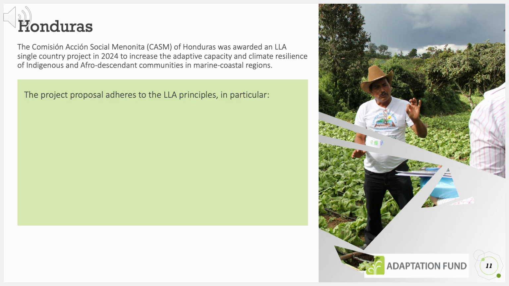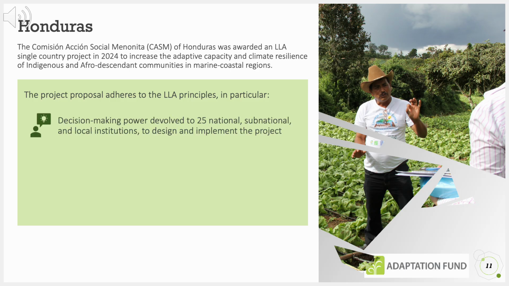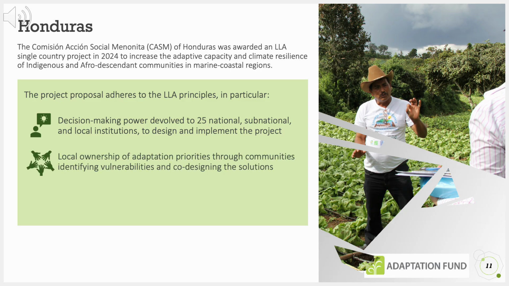In particular, decision-making power is devolved to 25 national, subnational, and local institutions, enabling them to design and implement the project. Local ownership of adaptation priorities is achieved through communities identifying context-specific vulnerabilities, including food insecurity, flood impacts, and health risks, and co-designing the solutions.